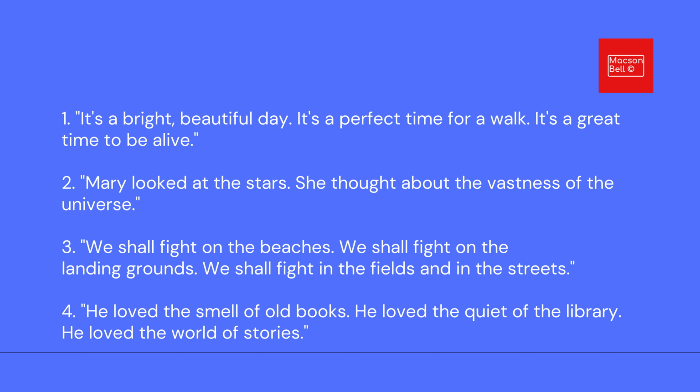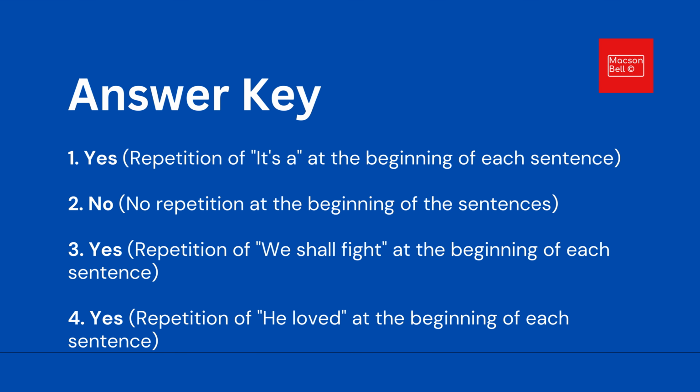4. He loved the smell of old books. He loved the quiet of the library. He loved the world of stories. Answer key. 1. Yes, repetition of "it's a" at the beginning of each sentence. 2. No, no repetition at the beginning of the sentences. 3. Yes, repetition of "we shall fight" at the beginning of each sentence. 4. Yes, repetition of "he loved" at the beginning of each sentence.